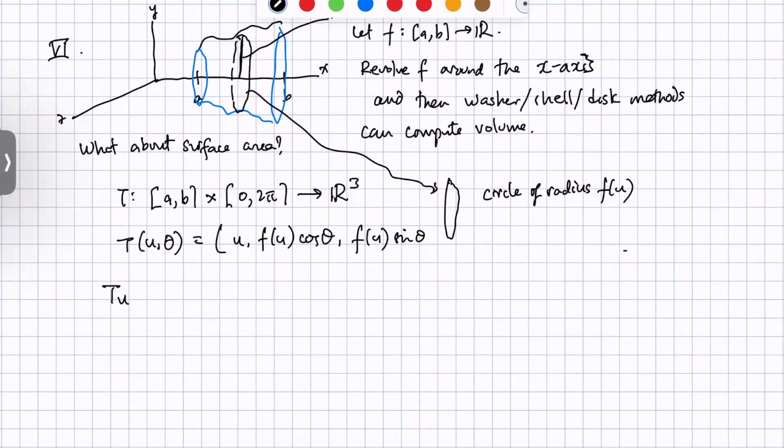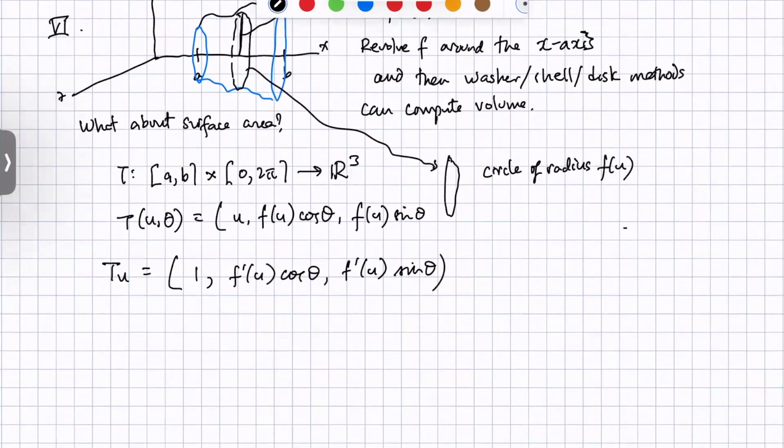Now let's take tu. Tu is 1, f prime of u cosine theta, f prime of u sine theta. Tv, or actually t theta, what is t theta? The first coordinate is 0, and then I have negative f of u sine theta, and then f of u cosine theta.